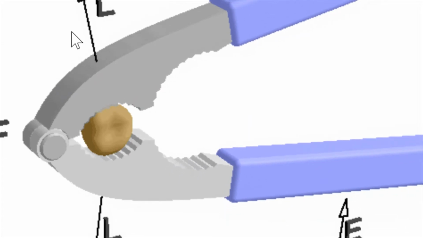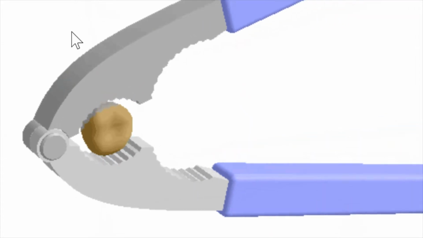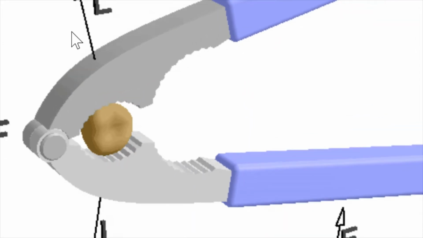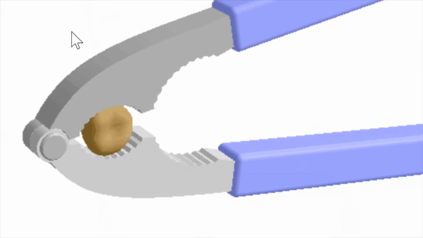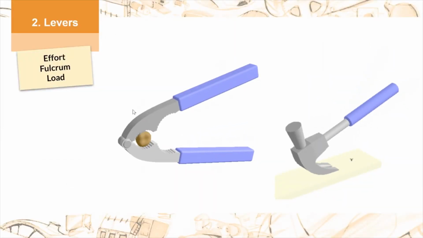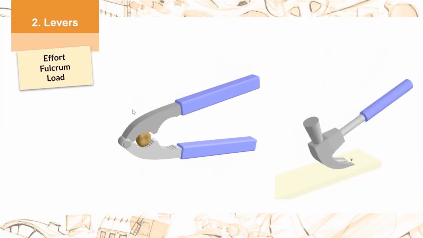And then the fulcrum, if you've not heard of one of those, it's kind of like the pivot. Okay, the pivot point. So the fulcrum on these nutcrackers is the hinge at the end. That's a nice easy one to do it with.